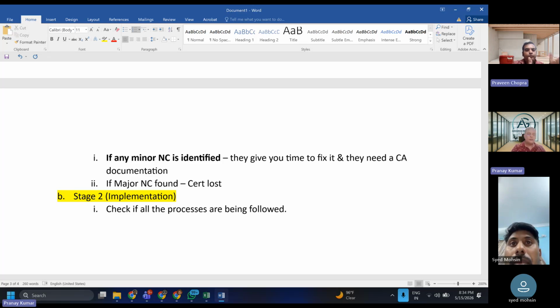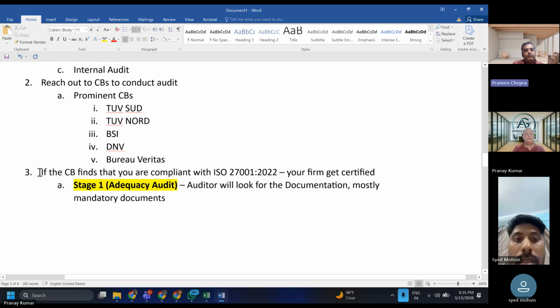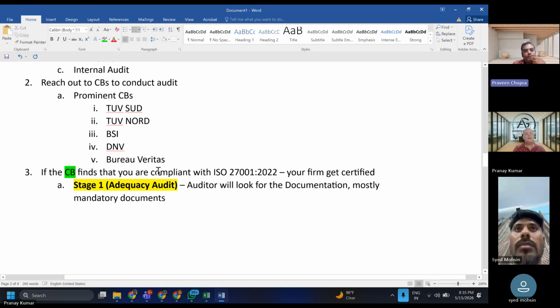We are talking in respect of the internal auditor, no? No, the external auditor, the certification body. This one is step 3. The certification body, now your TUV has come. Now they are the ones doing your external audit for issuance of the certificate. Okay.